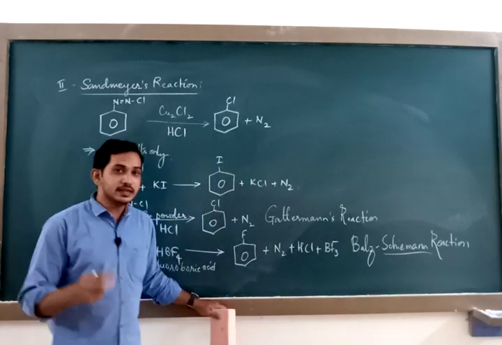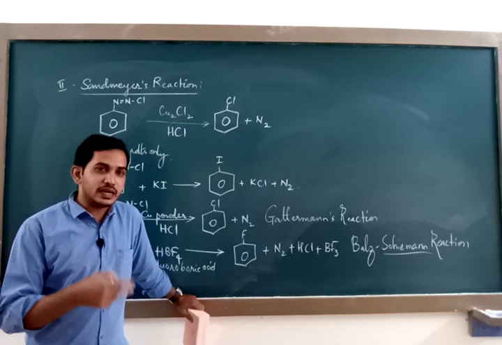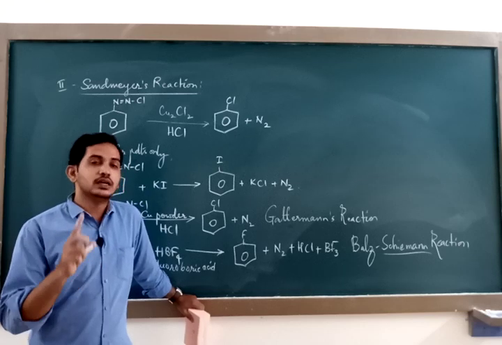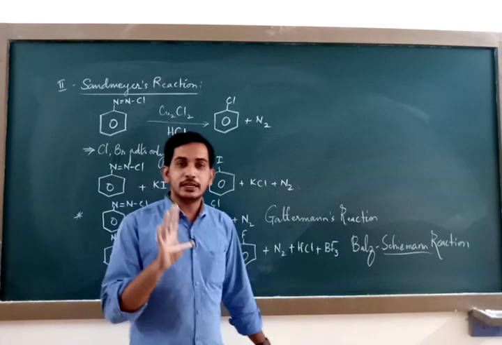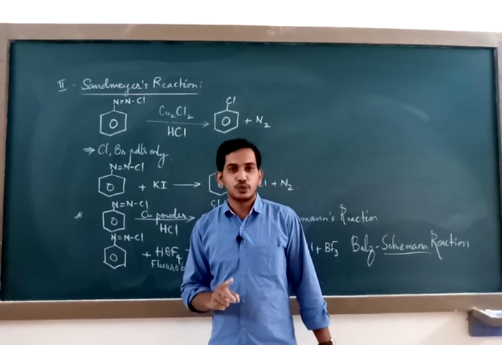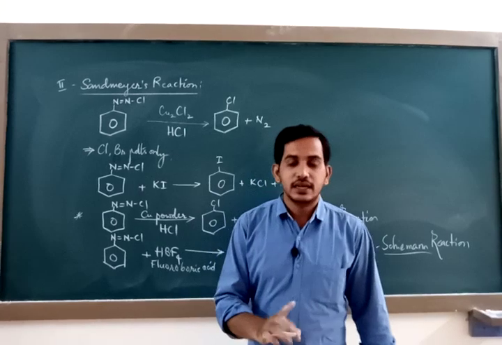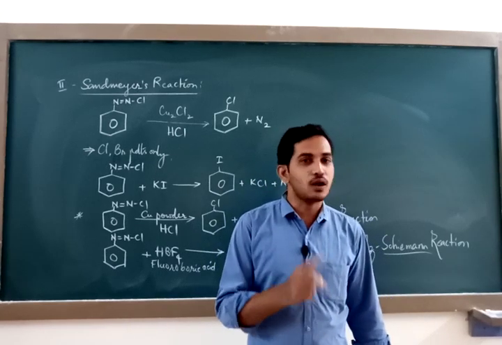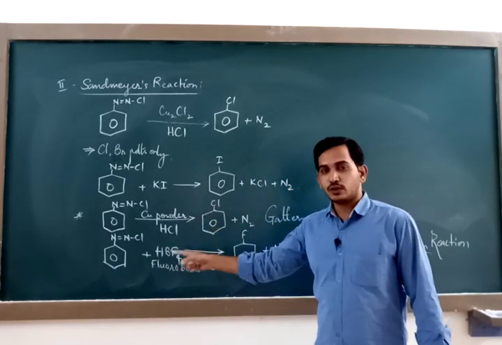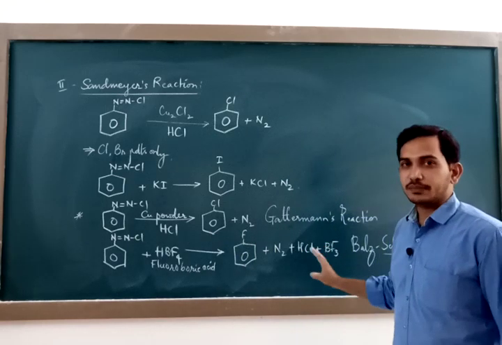So you today studied three named reactions. One is Sandmeyer's reaction, the second Gattermann reaction, third Schiemann reaction. Always remember the difference between the three reactions. In all the three reactions, the main reactant remains the same. It is benzene diazonium chloride. Along with this, if it is cuprous chloride or cuprous bromide in HCl, the reaction is Sandmeyer's. If it is copper powder and HCl or HBr, then it is Gattermann's reaction. If it is benzene diazonium chloride along with fluoroboric acid, the reaction is Schiemann reaction or Balz-Schiemann reaction.